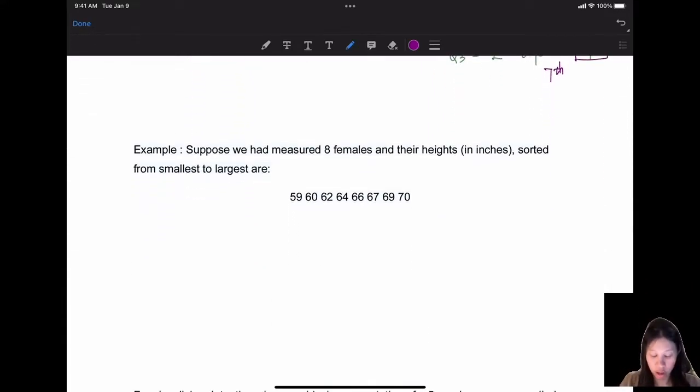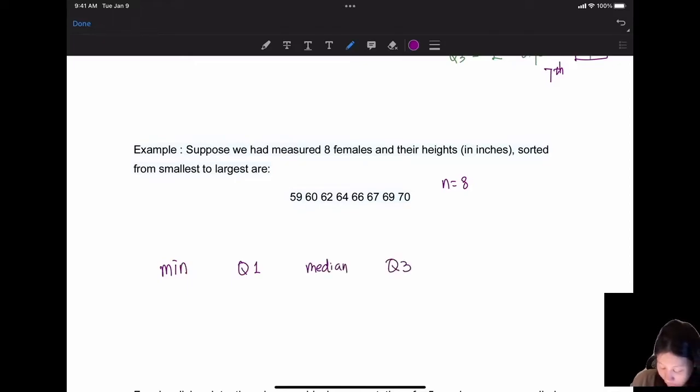Okay, so now we have 8. Let's try this again. We have an 8-data set, n equals 8, and we want to find the minimum, Q1, median, Q3, and the maximum. Again, median is also called Q2, which is 50% of the data below it. So now we need to find the minimum. Very easy. The first data is the minimum. The last data is going to be the maximum.